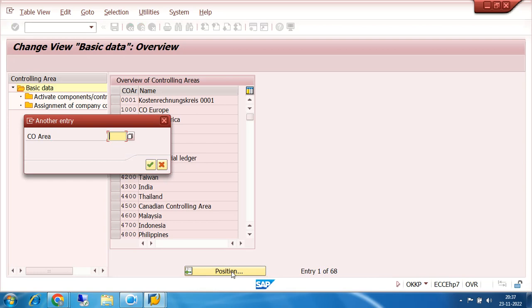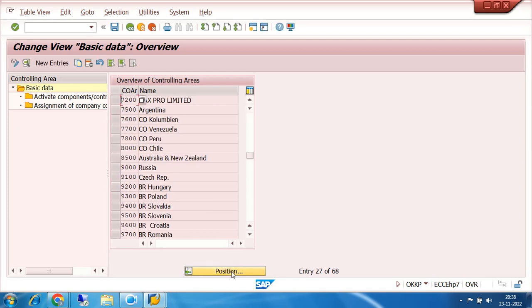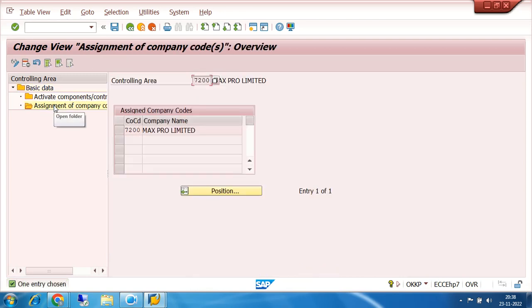My controlling area, I have given a name which is very similar to my company code name. Otherwise, I will also be confused. If I give different names for different organizational objects, then remembering all these things is also very difficult. So your company code is 7200. So this is the controlling area I have created.